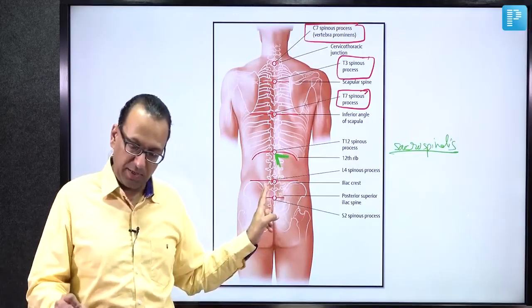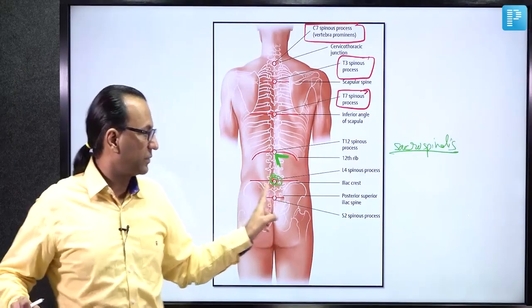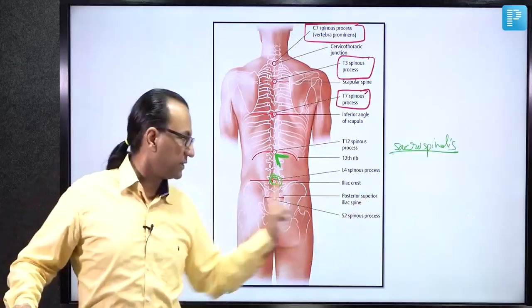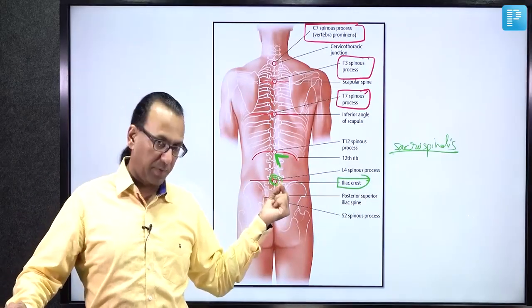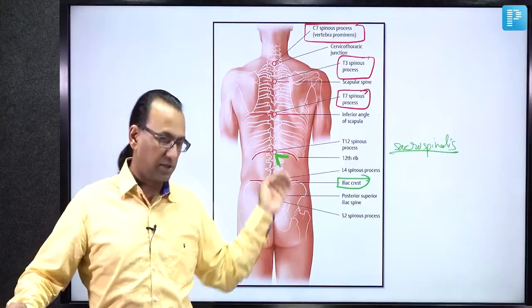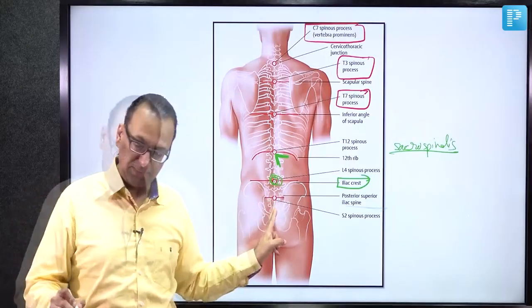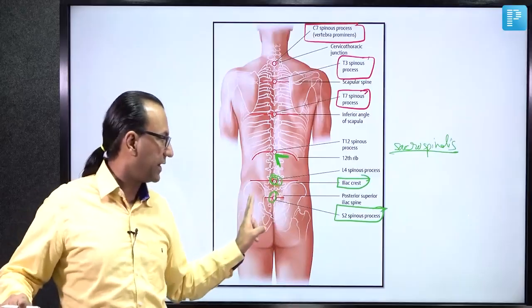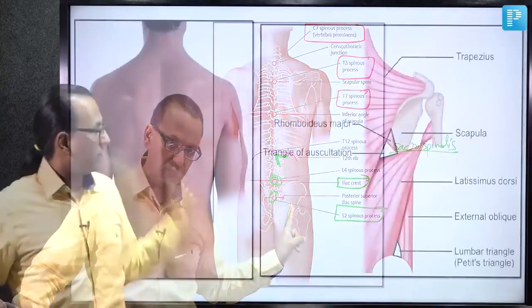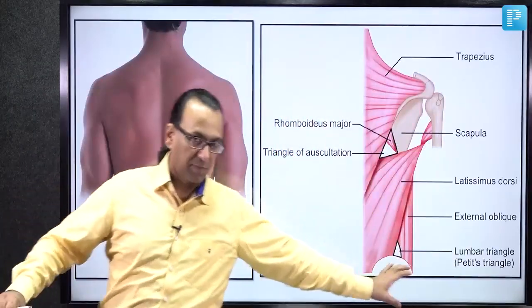At the L4 spine, lumbar 4 vertebra, you have the intercrestal plane, the highest point of the iliac crest, and that is where you can do lumbar puncture between the L4, L5 vertebra. And then you have the S2 vertebral spinous process, which is at the level of the posterior superior iliac spine on the hip bone.